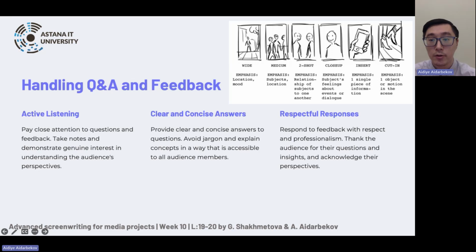The next one is respectful responses. Respond to feedback with respect and professionalism. Thank the audience for their questions and insights and acknowledge their perspectives. So here, first of all, when we are doing our work, we need to do it with professionalism. Respect is one of the key roles in showing that you are a professional. Don't forget about these parts.